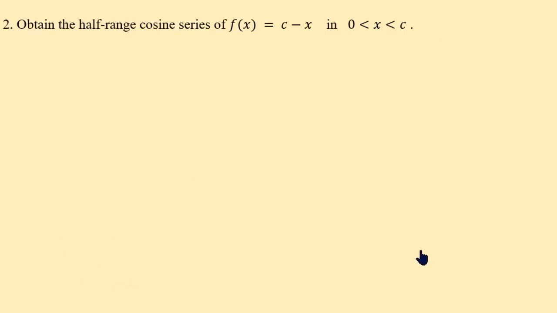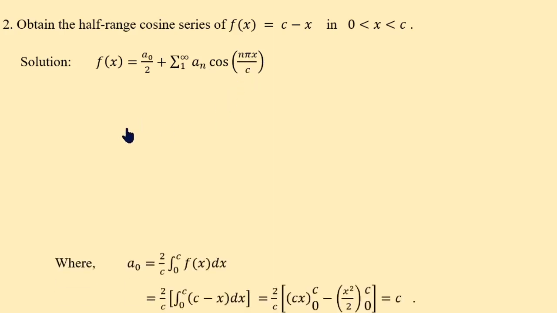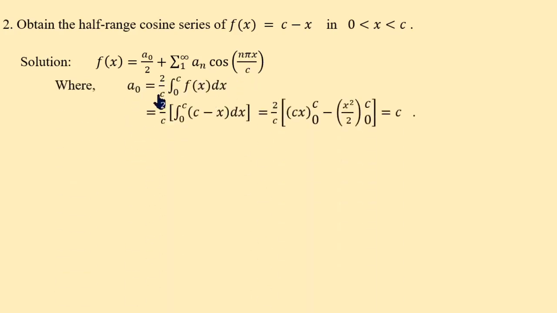Okay, one more example. Obtain the half range cosine series of f of x equal to c minus x. Careful here, c minus x. x is in between 0 to c. Now your L is c, and hence f of x is a naught by 2 plus summation a n cos n pi x by c. A naught is 2 by L, L is c, 0 to c f of x dx.